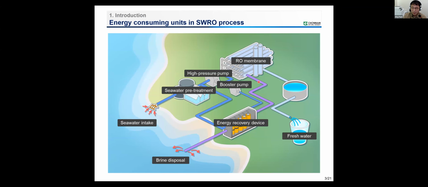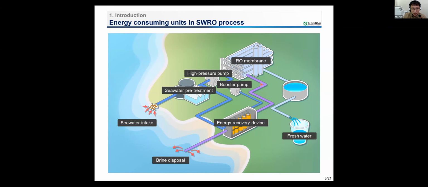Maybe the hottest issue in the desalination topic now is energy and environment. About energy consumption, SWRO, or seawater reverse osmosis, is definitely the most popular technology because of its lower energy consumption. So we have to think about the energy consuming units in the SWRO process to improve the energy efficiency of the SWRO plant further.